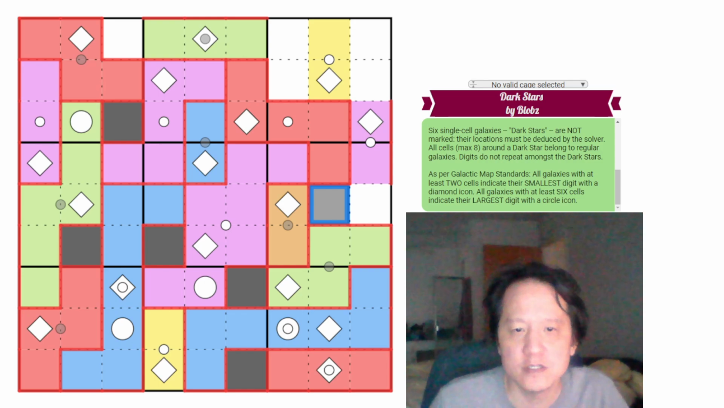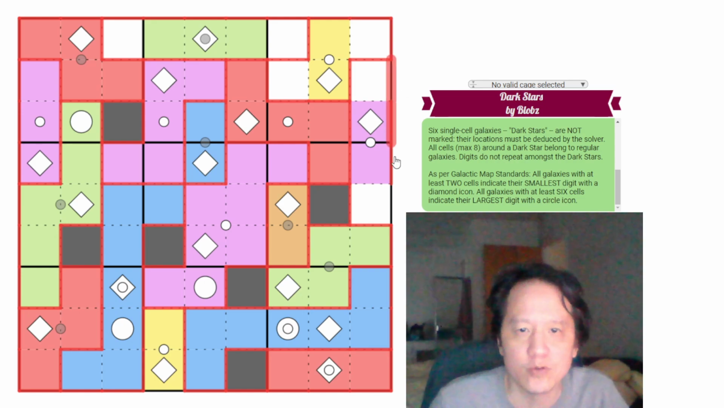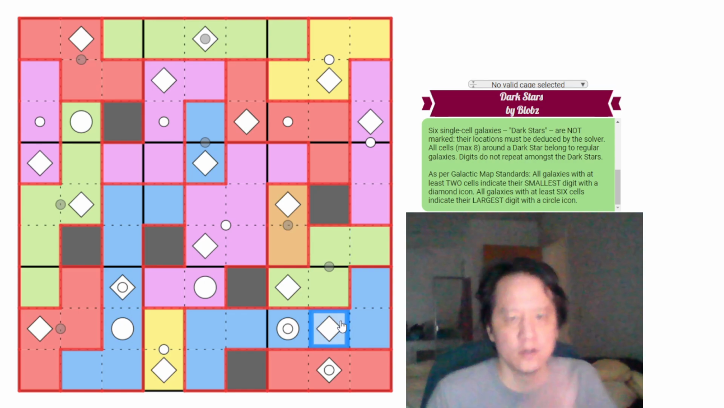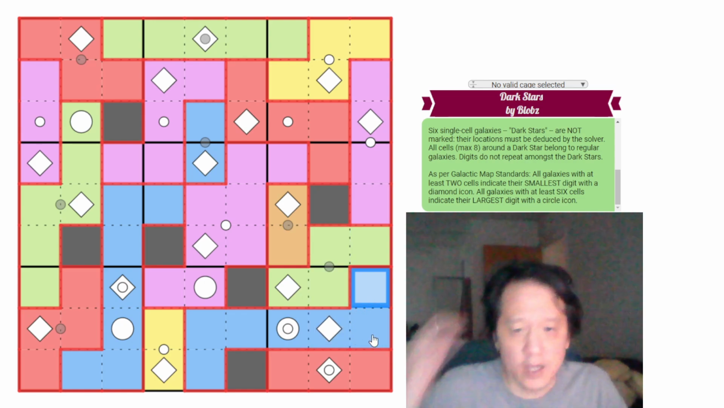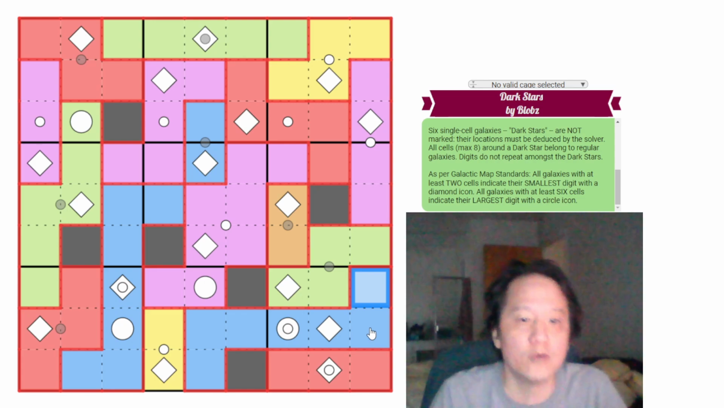So since this is the only last remaining dark star, that means this is green, which means this has to be connected to here. So it's that way. This has to be part of yellow, so it has to be connected here. And this has to be part of purple, which means it's connected here. Okay, so we've got all the galaxies now. This is yellow. This is green. Okay, so what do we have?